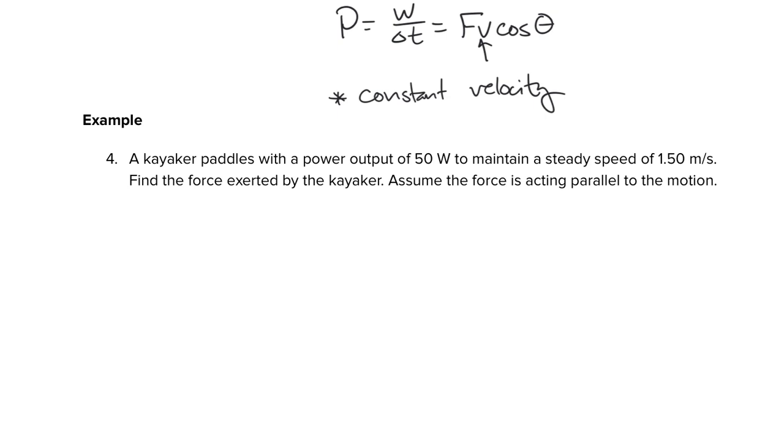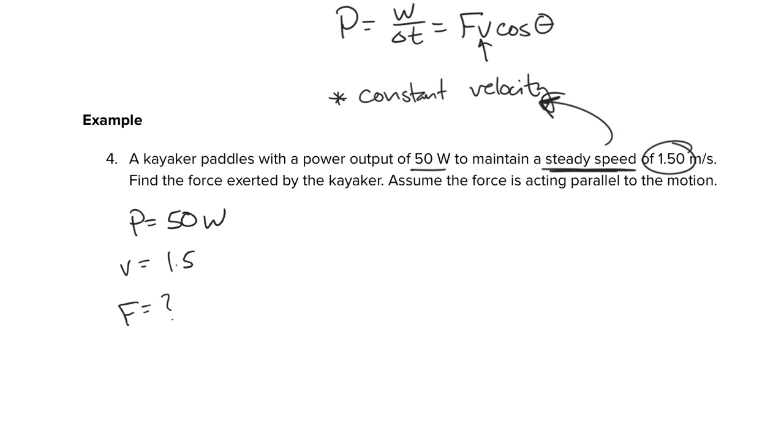Example number 4 says a kayaker paddles with a power output of 50 watts to maintain a steady speed of 1.5 meters per second. The question is, find the force exerted by the kayaker. Assume the force is acting parallel to the motion. So here our givens are that the power is 50 watts, and we've got a steady speed, so we're allowed to use this because that's a constant velocity. Got a steady speed of 1.5 meters per second. So v is 1.5. The question is, what is the force?